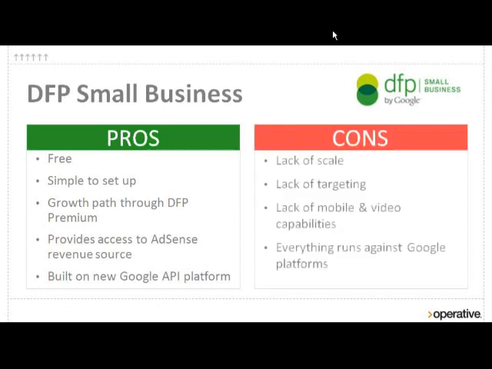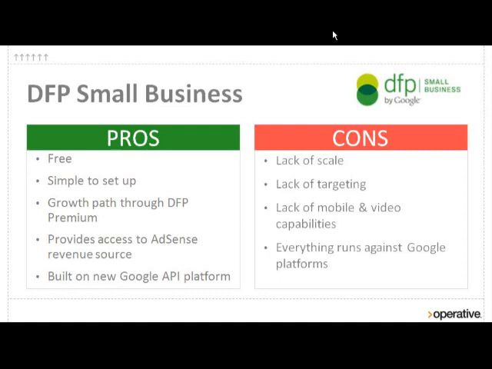On the flip side, DFP Small Business has a lack of scale. So if you're big or even a medium-sized publisher, it probably isn't the right decision for you. It's limited in the amount of targeting capabilities that it has. It is a starter product. So if you plan on differentiating yourself as a digital publisher by being able to target specific groups of customers, again, DFP Small Business is not going to do that for you. It doesn't have mobile and video capabilities.